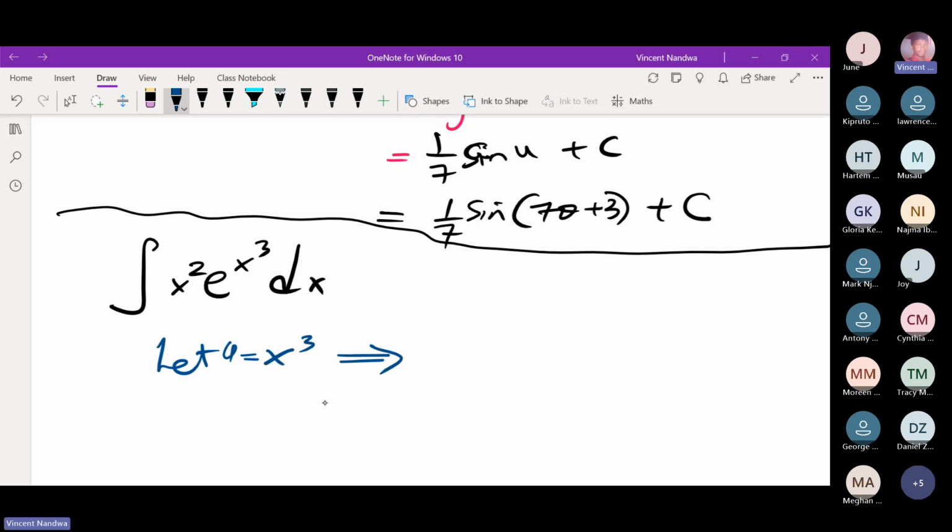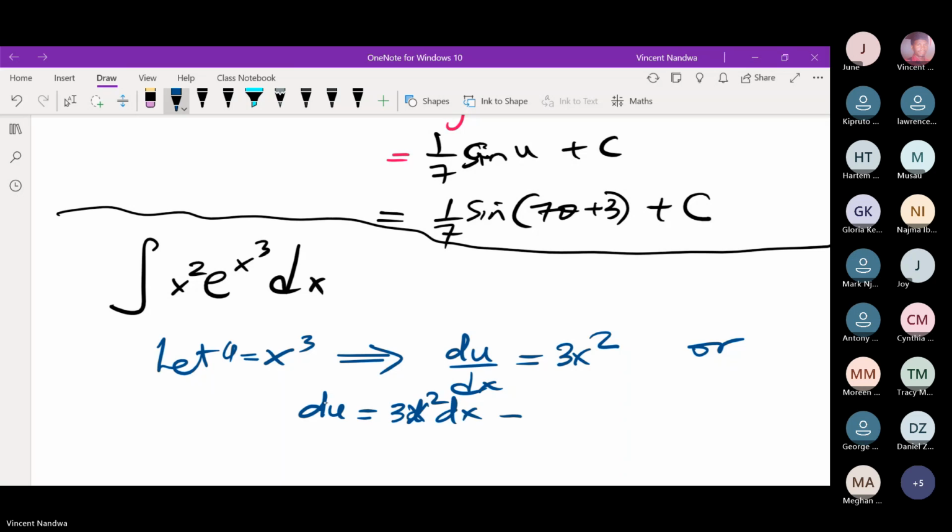So which means du over dx will be 3x power 2. Correct. Or in the same language of saying, du alone is 3x squared dx. Which means dx alone, when you make it the subject, will be du over 3x squared.